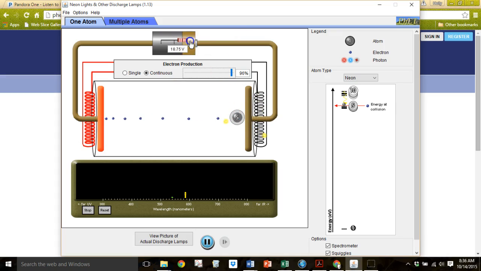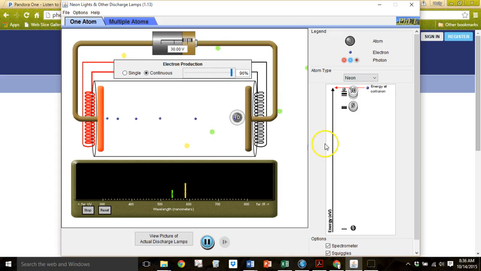Okay, about voltage. Crank that up. Again, notice the changes that I made to voltage and the positioning of my atom, and what that does over here. All right, I think you've got enough to answer your questions.